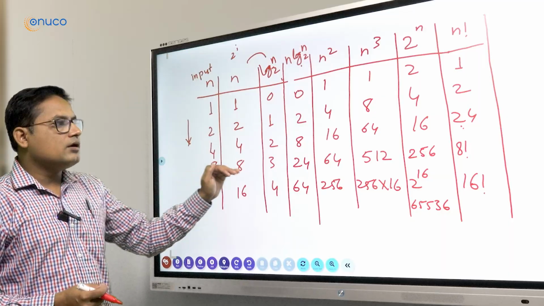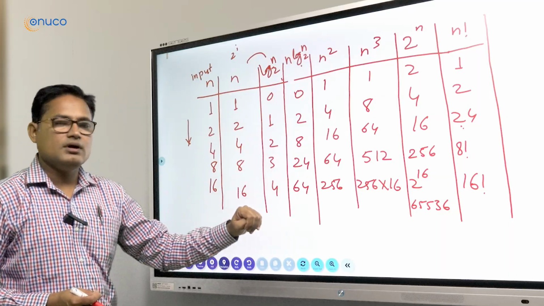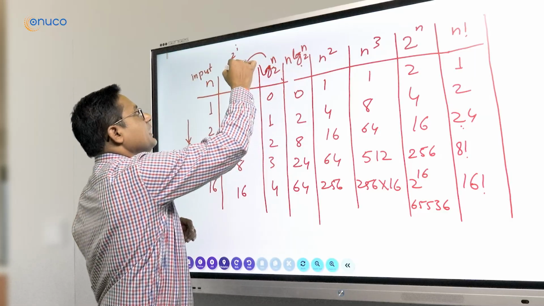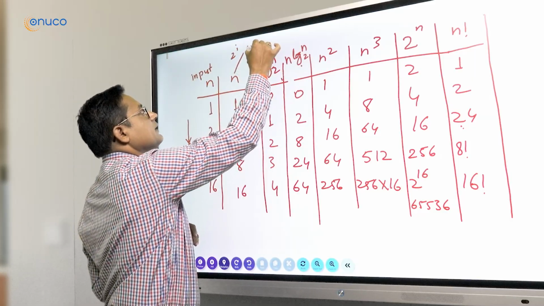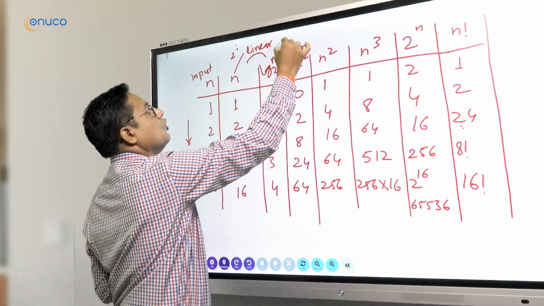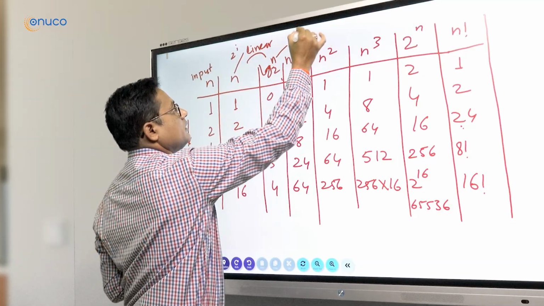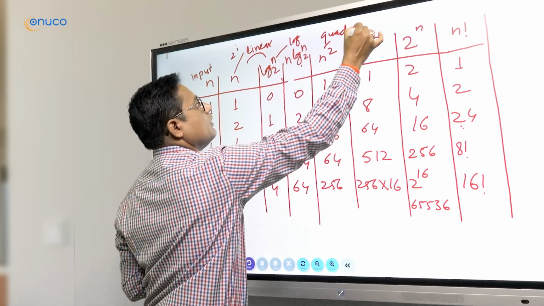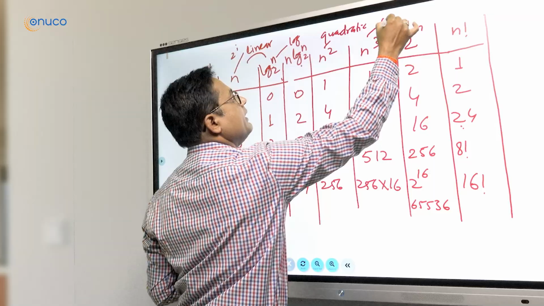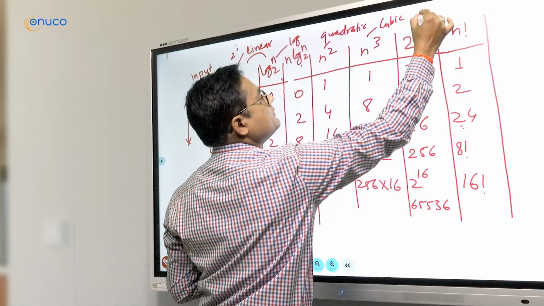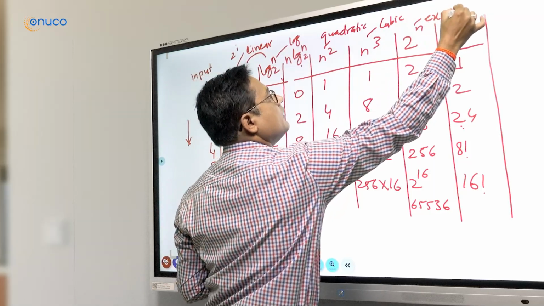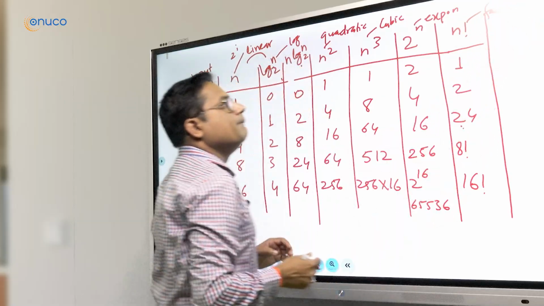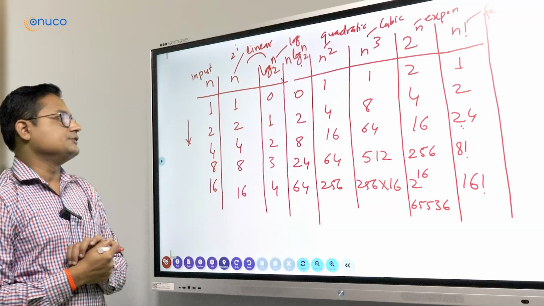So here we got the proper order of growth, and these all are called efficiency classes. Since it is n, it is called linear. This is logarithmic, this is quadratic, this is cubic. This one is exponential, and this is factorial. So these all are basic efficiency classes.